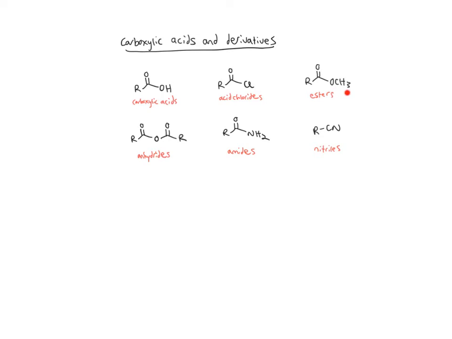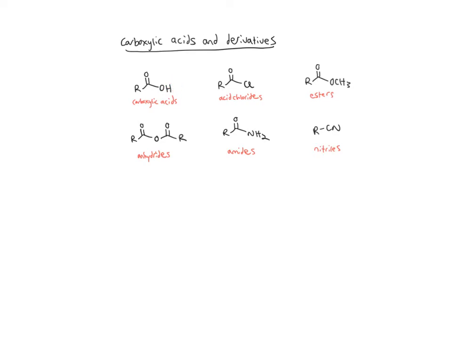Esters, this is another example. We have an oxygen, but on the other side of the oxygen, we have an alkyl group. In this case, it's just a CH3. We could have any alkyl group on this other side, and that would be an ester. So that's when we have a carbonyl and then an OR group. And that's in contrast to carboxylic acids, where there is an H attached to that oxygen.